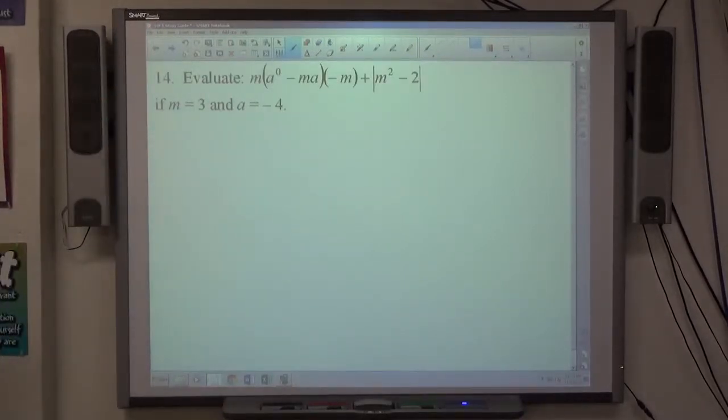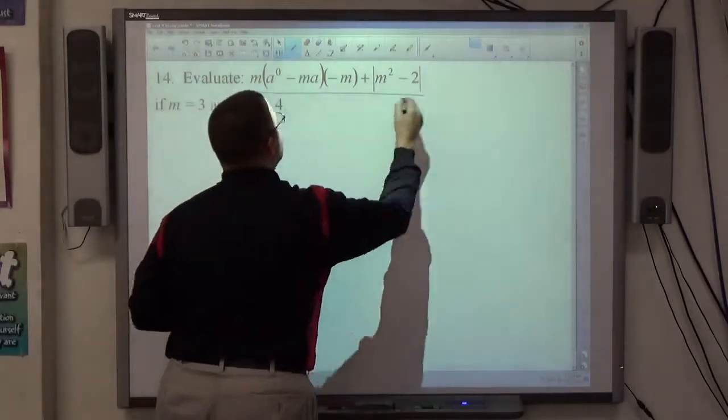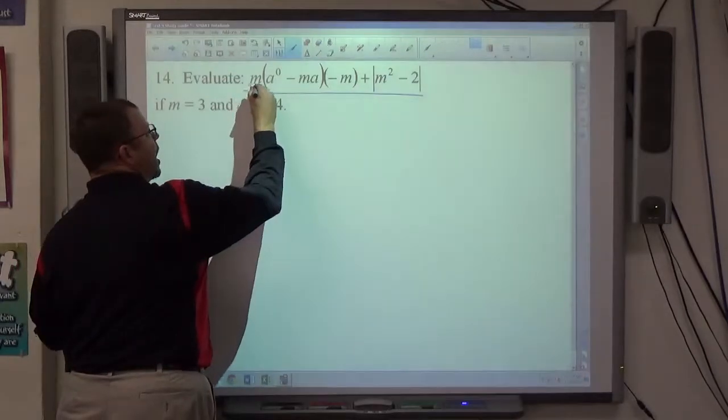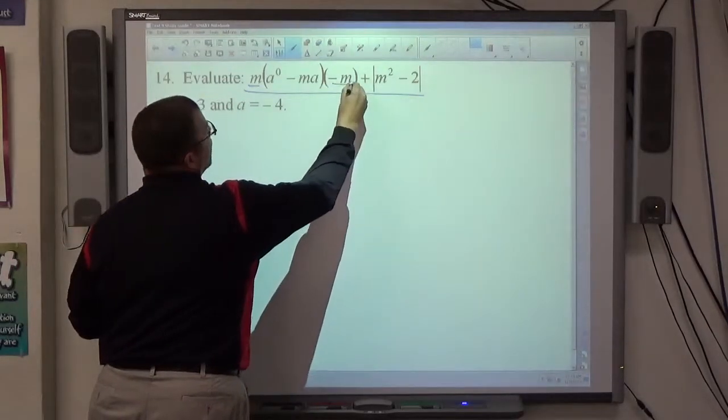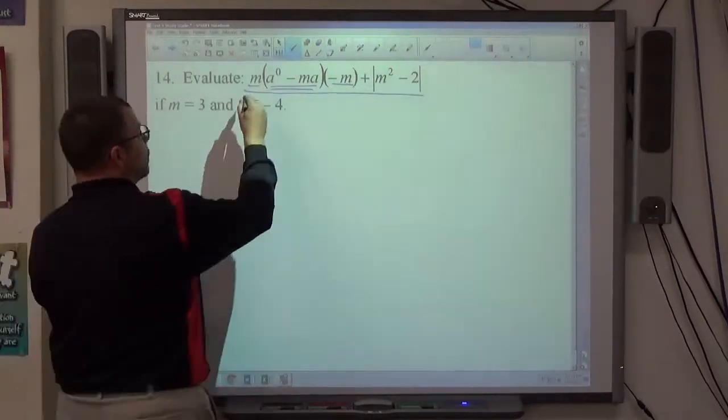Number 14, evaluate m times a to the 0 minus ma times negative m plus the absolute value of m squared minus 2. First thing I would do is take this entire expression and beautify it a little bit. First off, I've got a single object m being multiplied by a single object negative m being multiplied by this binomial. So what I would do is put these two m's together.